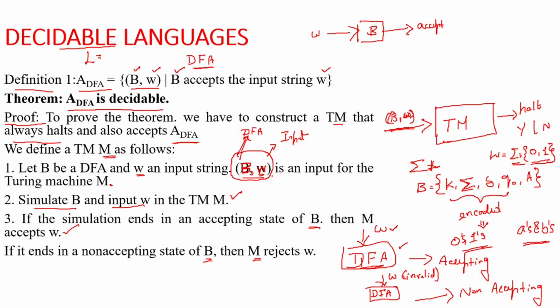If we had directly worked on a DFA, if you pass an invalid string to it, it will end up in some non-accepting state, and if you pass a valid string, it will end up in some accepting state. So what we have done is we have encoded this DFA as well as the input string, and we have simulated this in a Turing machine, and the Turing machine works exactly like how the DFA would have worked. So using this, we can prove that ADFA is decidable. This is how we can prove that this particular theorem is true.